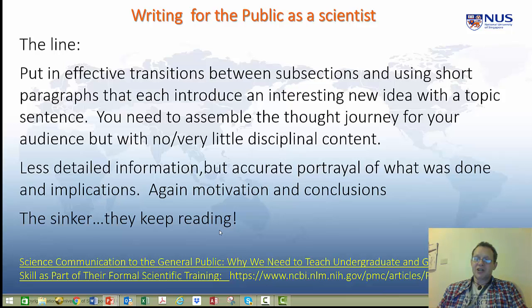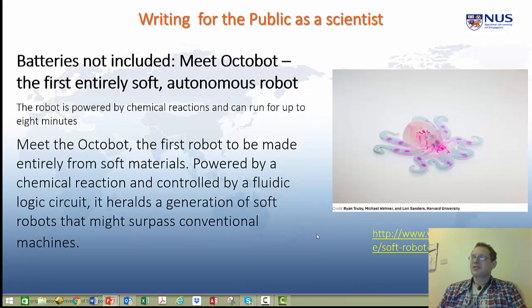So what follows are two articles, one produced for the public and one is a Nature article actually. So it's still very high quality, very accessible, but it's actually aimed more at scientists. This is the article. Batteries not included, meet Octobot, the first entirely soft autonomous robot. That's the headline. The strapline: the robot is powered by chemical reactions and can run for up to 8 minutes.